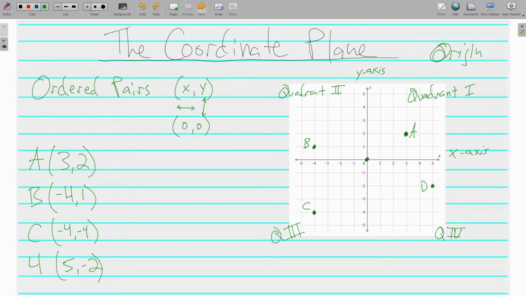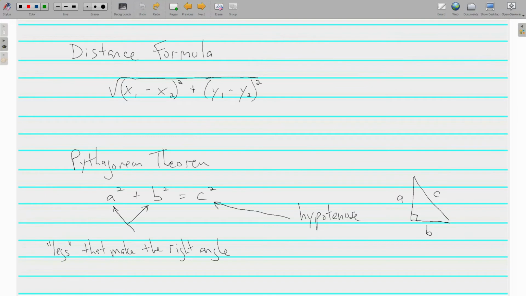We may, at some point, be asked to find the distance between 2 points on a coordinate plane. There's 2 different ways we can do that. First way is with the distance formula, and it's pretty ugly. It's the square root of (x minus x) squared plus (y minus y) squared added together.